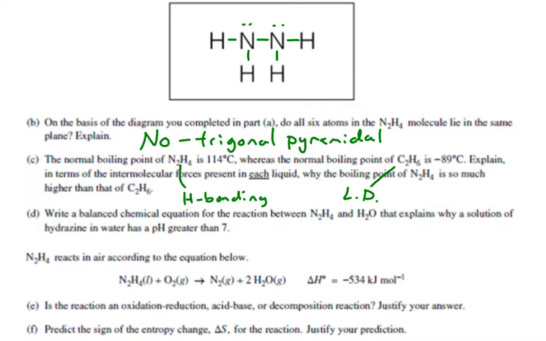One point is earned for the correct reference to the two different types of IMFs. One point is earned for a valid explanation based on the relative strengths of the IMFs. So just know, please, don't lose points that you already understand. You state them, and you say which one's stronger or weaker. And it's easier if you relate it to the situation. When it's boiling, you're overcoming those forces, okay?